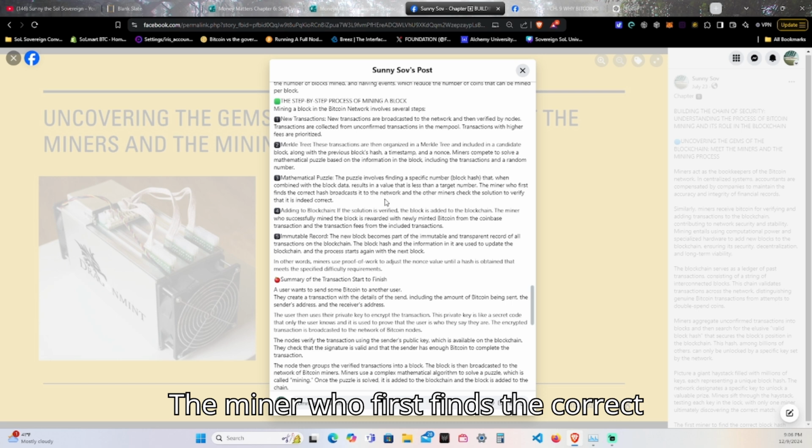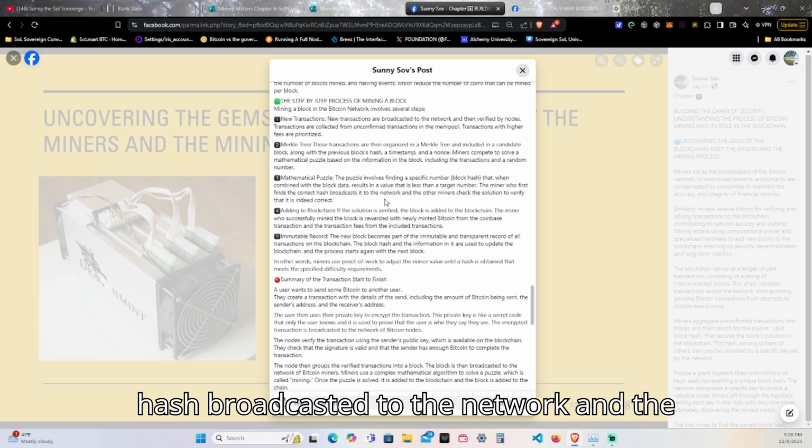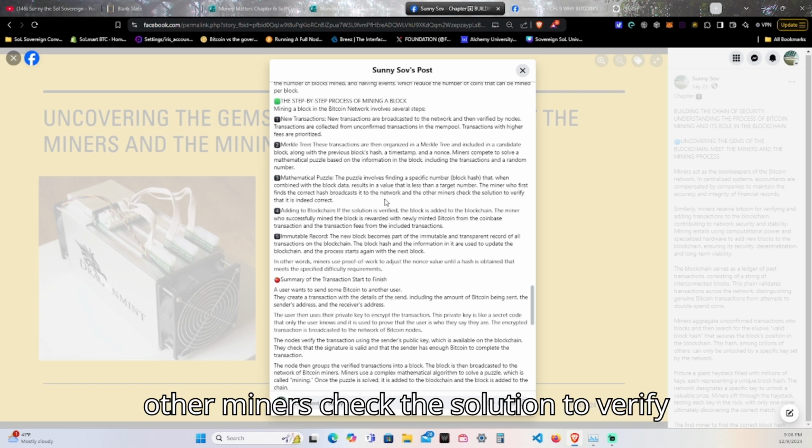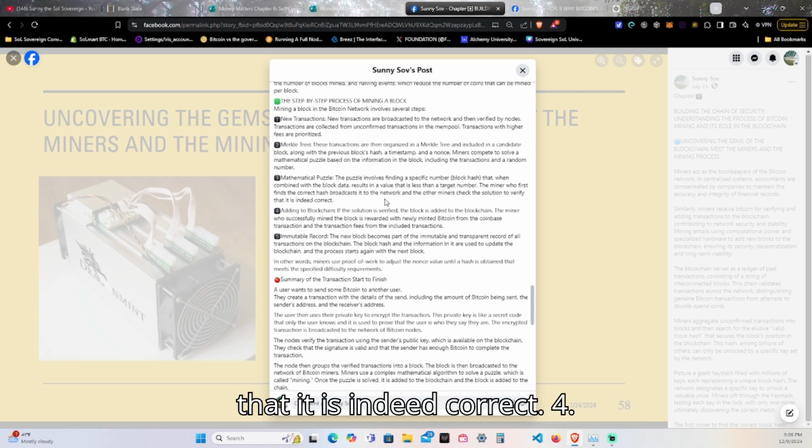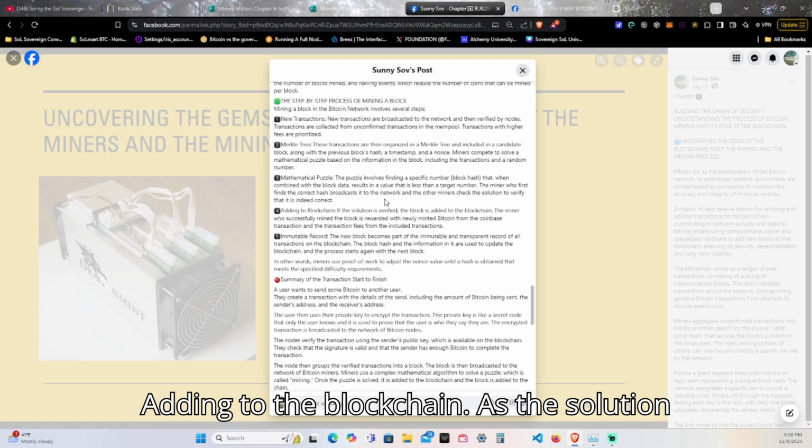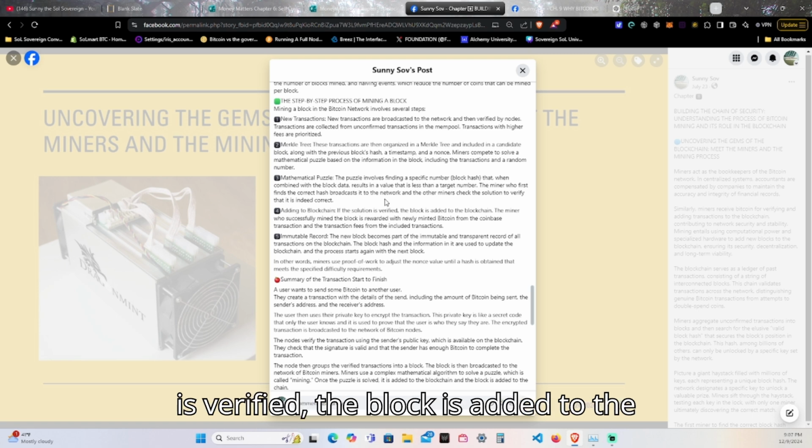The miner who first finds the correct hash broadcasts it to the network, and the other miners check the solution to verify that it is indeed correct. 4. Adding to the blockchain. If the solution is verified, the block is added to the blockchain.